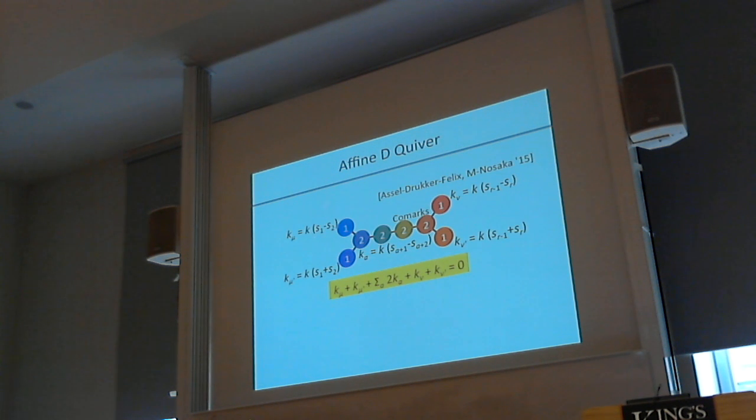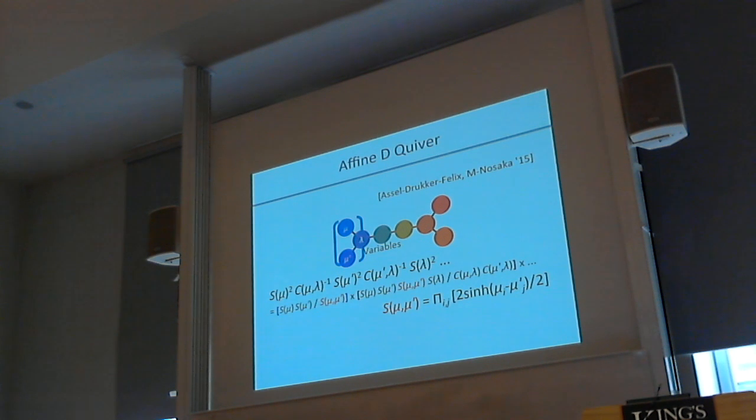So next, let us turn to the D-type quiver, which we did, and which Assel, Drukker and Felix also did recently. For the D-type quiver, the Dynkin diagram is 1, 1, 2, 2, 2, 1, 1. If we label these vertices by mu and mu prime, then the levels have to satisfy this relation, and so we can parameterize each expression by this.